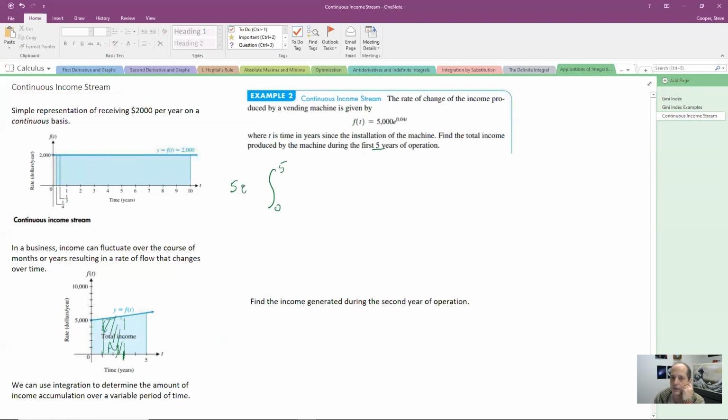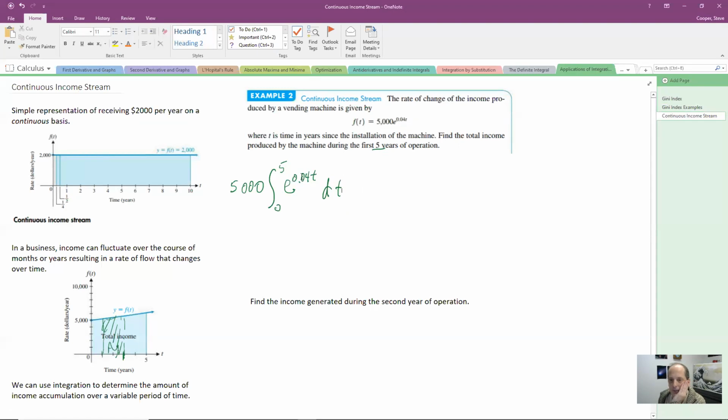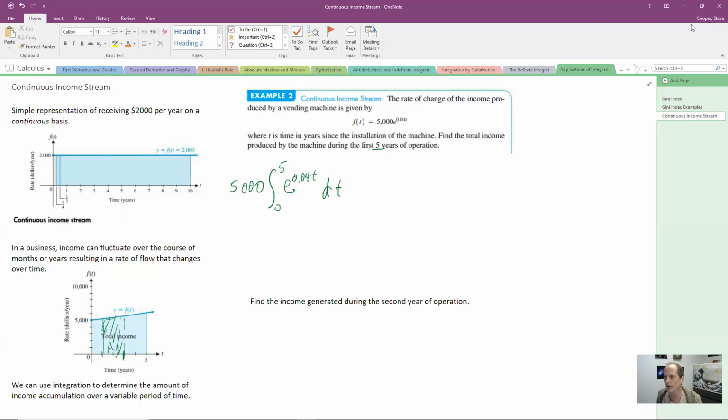So I'm going to go ahead and bring the constant outside. Okay, and then can you see what kind of integration we need to do here? We could use integration by substitution and let u equal 0.04t, and that's a pretty simple one with this. Now, since we've played around with the calculator a little bit and we're actually using this for an application, let's tap into the calculator.